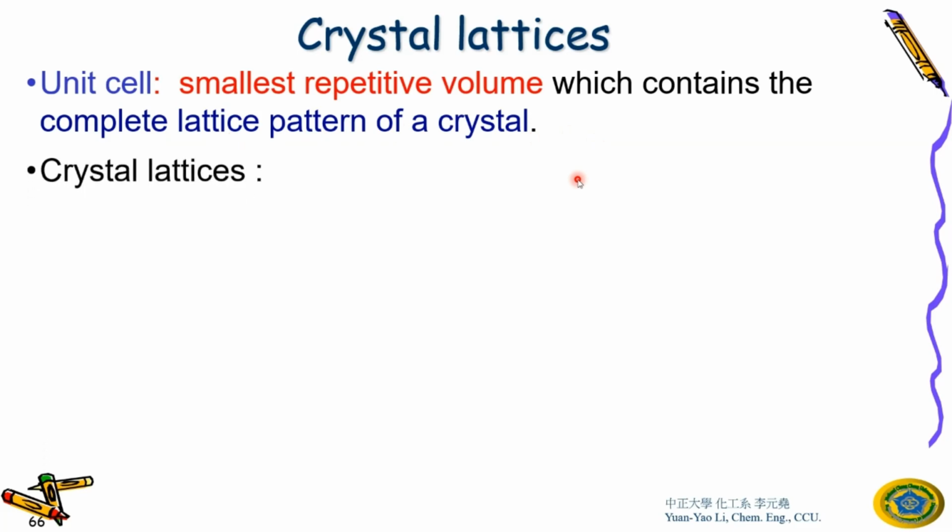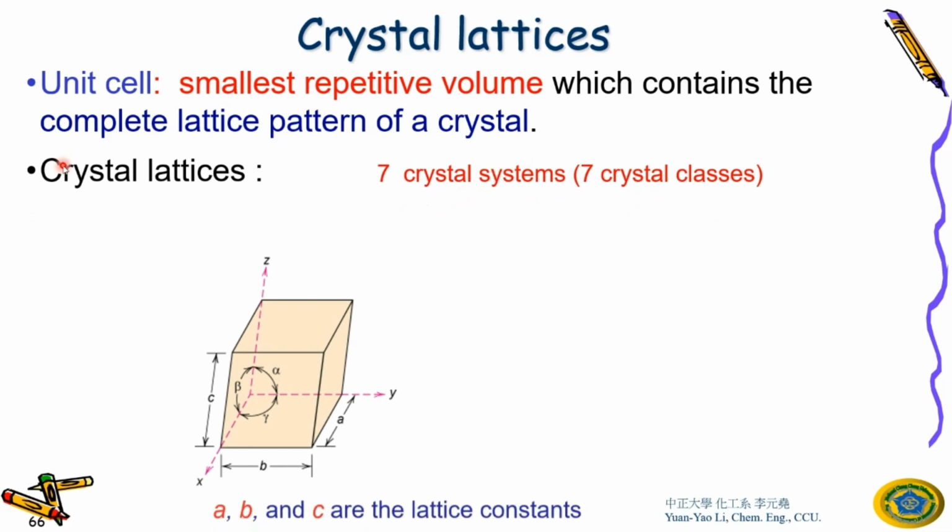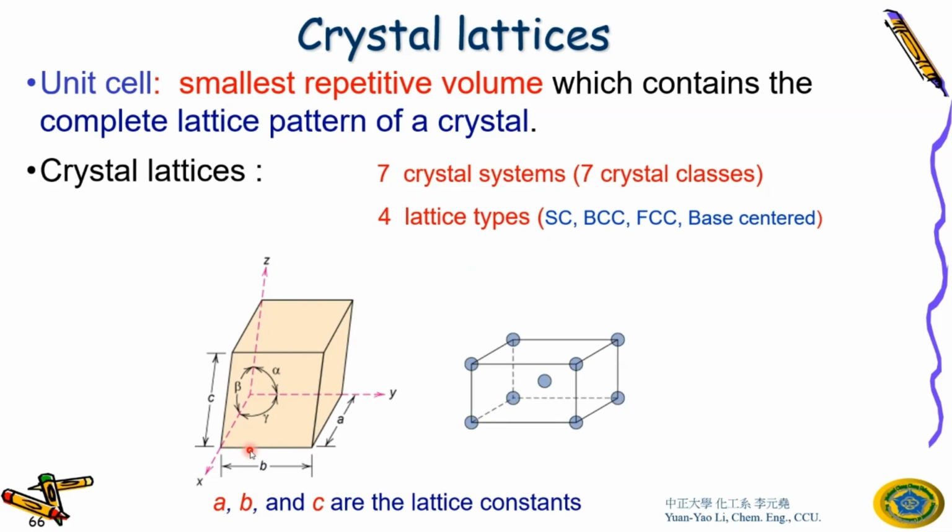For crystal lattices, you have 7 crystal systems, or we call them 7 crystal classes. That means you can have 7 crystal systems and 4 lattice types. 4 lattice types means that you put the atoms in this crystal system, and we call it a crystal structure. So in total, there are 14 crystal lattices. That's why I told you only 14.